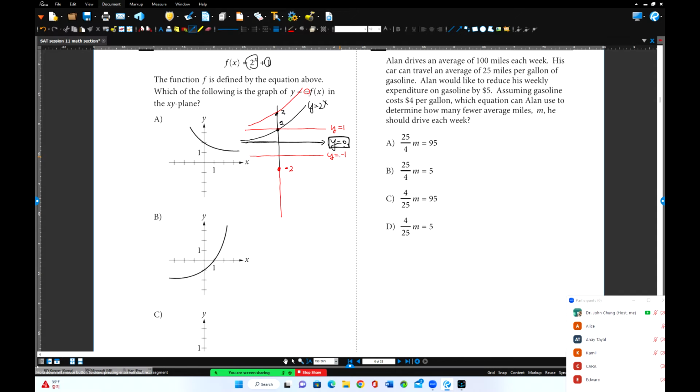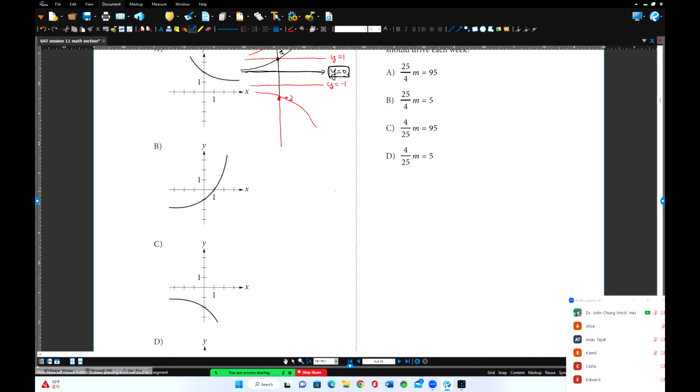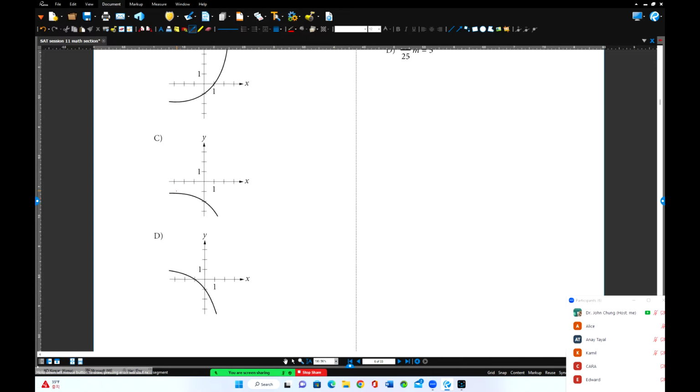The asymptote is always there, right? The graph looks like this, which is equal to this one. Yes, that is over there. The asymptote is y equals negative 1, and this is 2. So choice C is the answer.